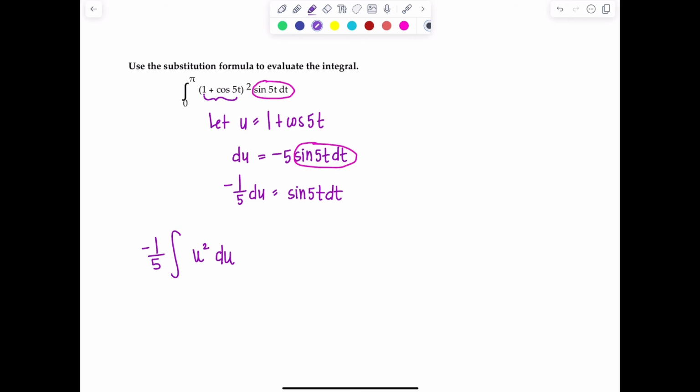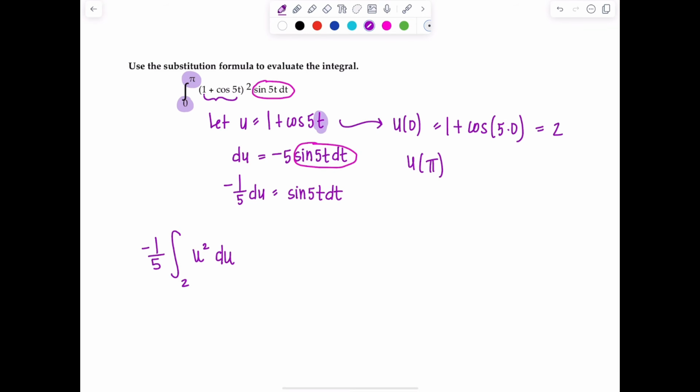These limits belong to the original variable that was in our integral, t. 0 and pi belong to t. I need my new limits for u, so let's go ahead and figure out what they are. I'm just going to plug them in for t. So u of 0, the lower limit, would be 1 plus cosine of 5 times 0. That's still cosine of 0, which is 1. So 1 plus 1, this is 2. My new lower limit is 2.